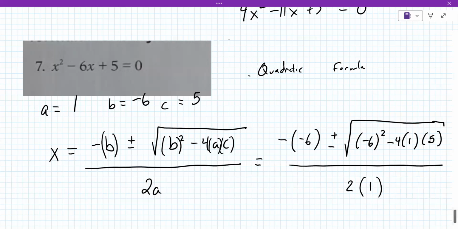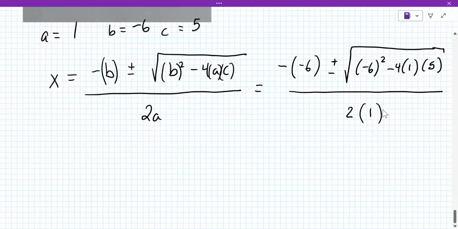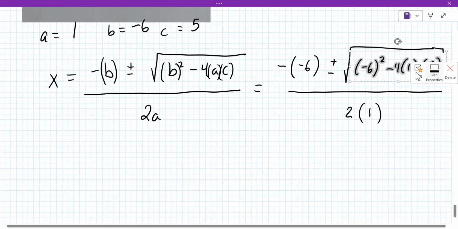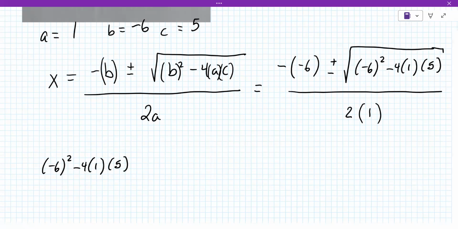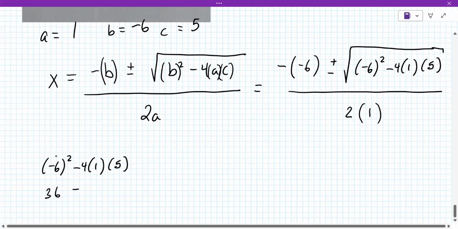Okay, now just because you wrote it doesn't mean you've done it. That's just the setup. It's like going to the part store and getting all the parts, and now you've got to assemble it. The place to focus is under the square root. So I'm going to copy that over here on the left. Order of operations, exponent first. So you're going to square first: 36.